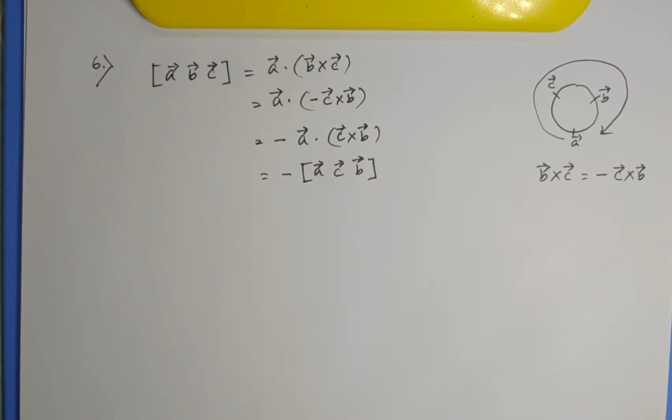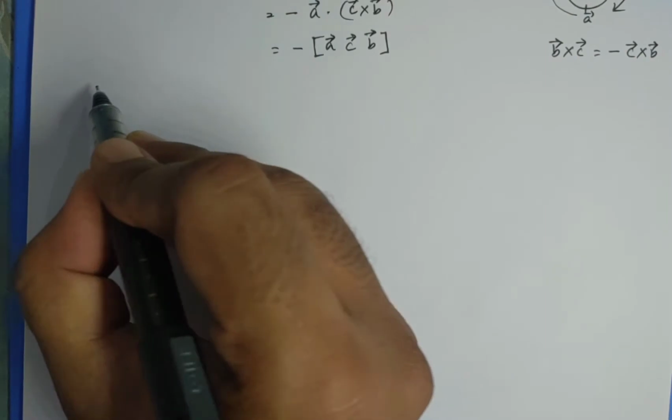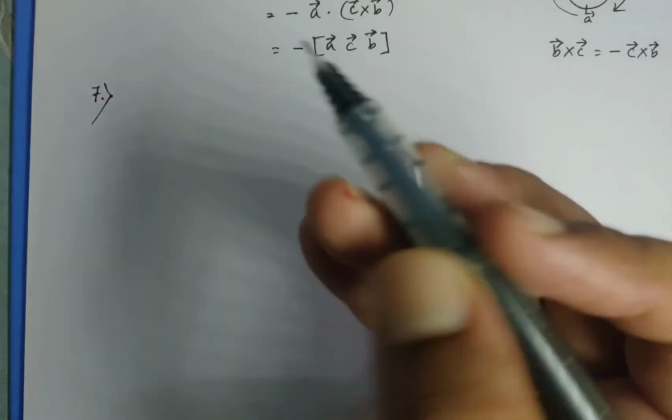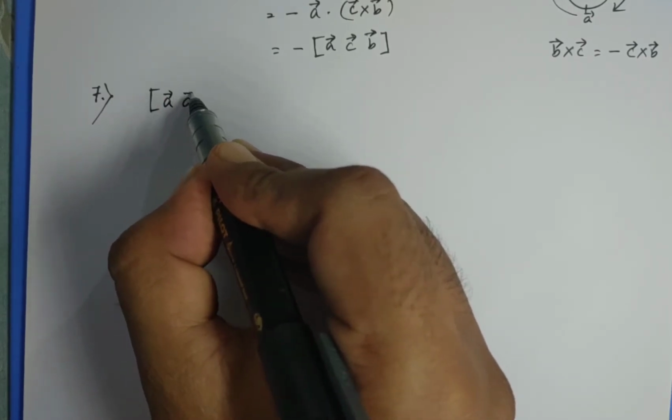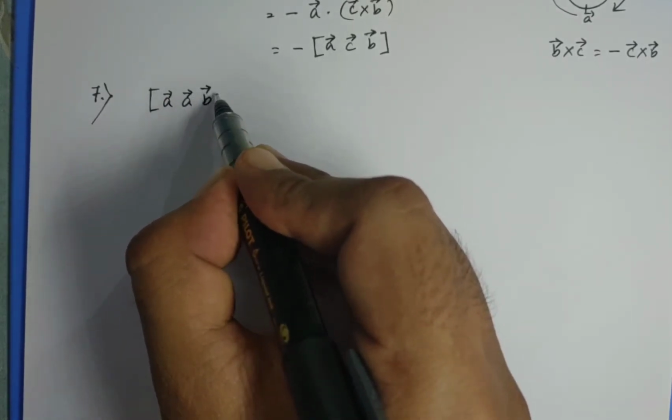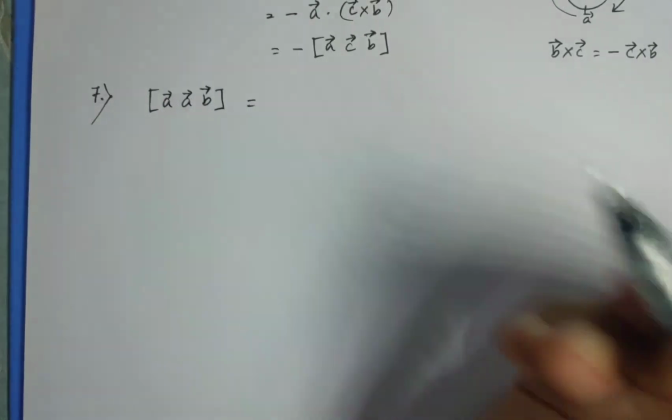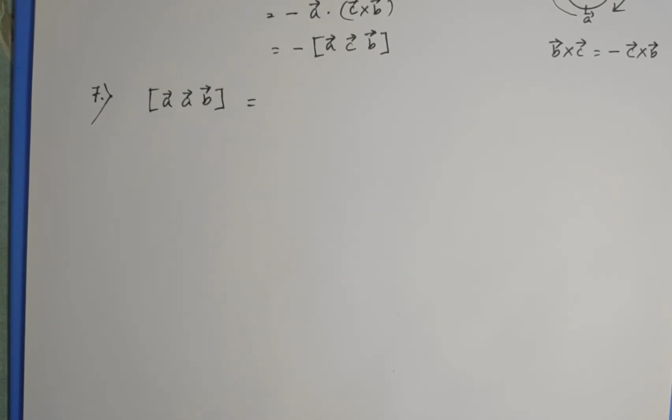Now we are with the last observation. Observation number 7: what is the value if we have the same two vectors in a scalar triple product? It's a very interesting one. Can you guess it? Okay, I will give you 1 second to guess. Oh, sorry, I cannot get a reply.